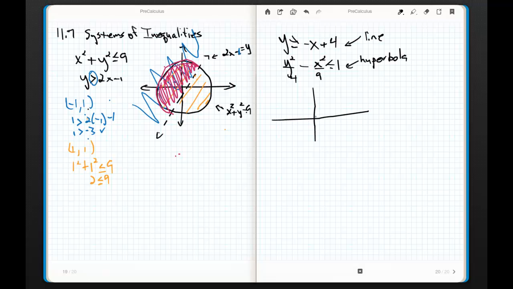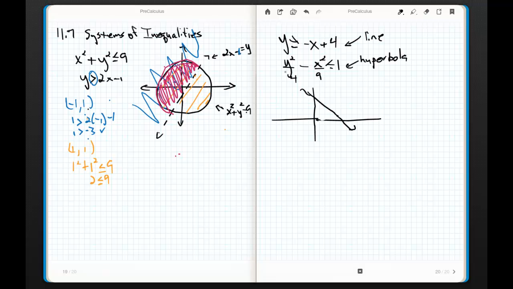So first things first, negative x plus 4, I'm just going to sketch this. Right there. That's terrible, sorry. Why do I suck so bad at sketching sometimes? It's the software. All right. And then how about this?